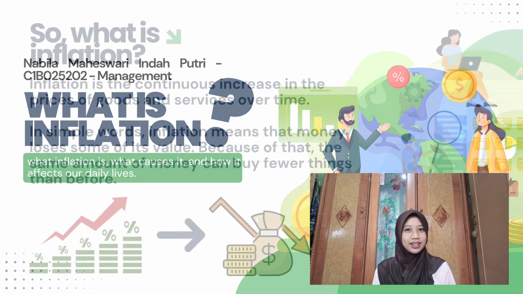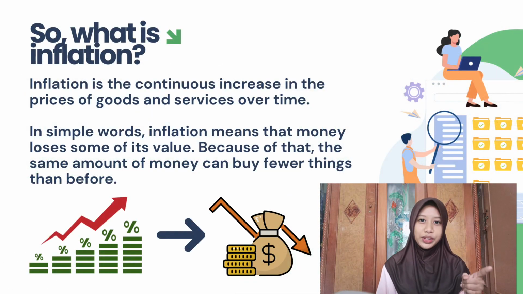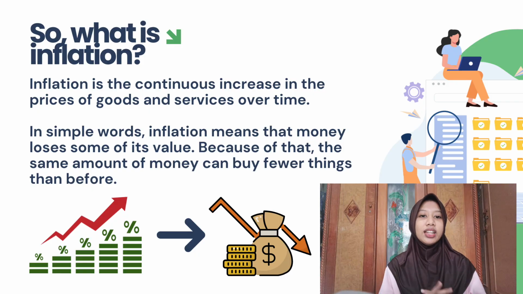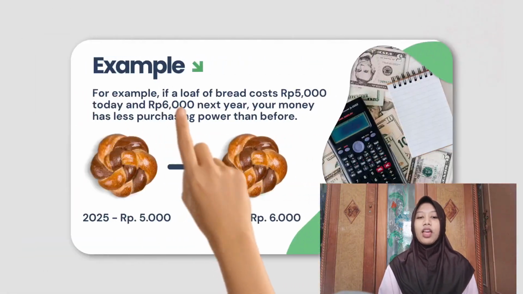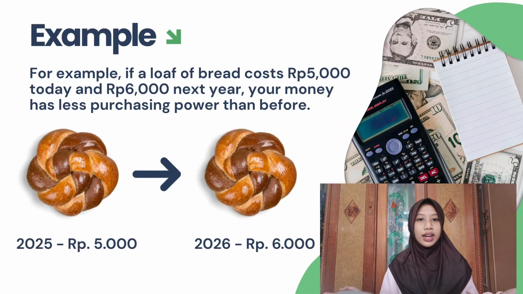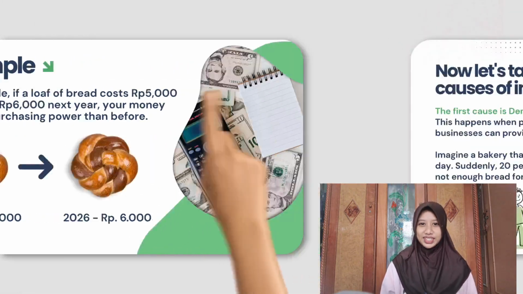Okay, let's get started. So, what is inflation? Inflation is the continuous increase in the prices of goods and services over time. In simpler words, inflation means that money loses some of its value. Because of that, the same amount of money can buy fewer things than before. For example, if a loaf of bread costs 5,000 today and 6,000 next year, your money has less purchasing power than before. Now, let's talk about the causes of inflation.